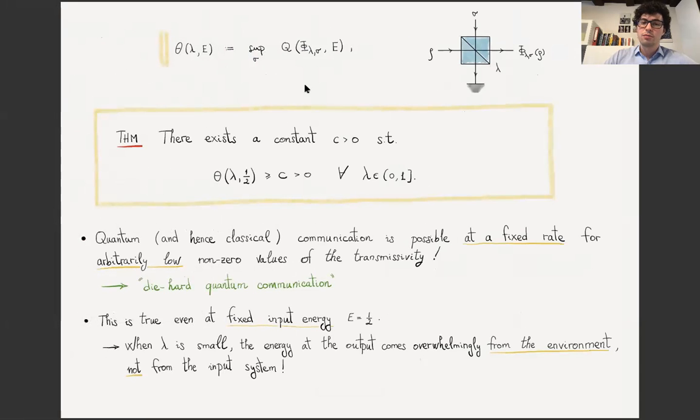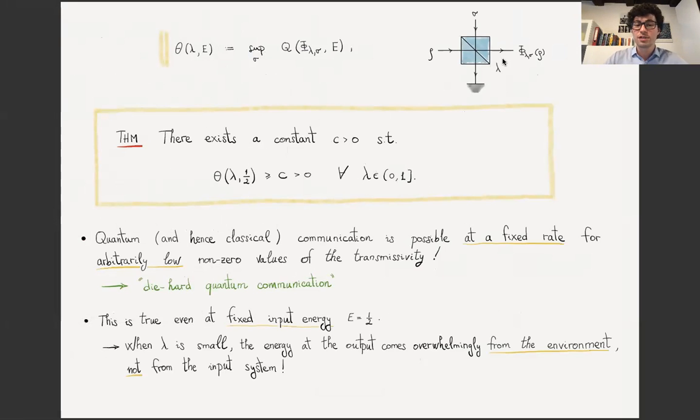Okay, so the main theorem that we prove is that this is actually not the case. In fact, it's the opposite: the function theta stays positive, actually larger than a fixed constant, for all lambda that are strictly positive. So it just becomes zero when lambda is equal to zero. Of course, then you don't communicate anything, so you cannot hope to have any quantum capacity.